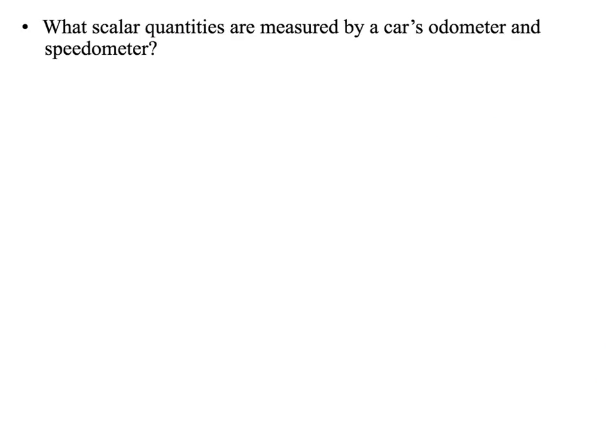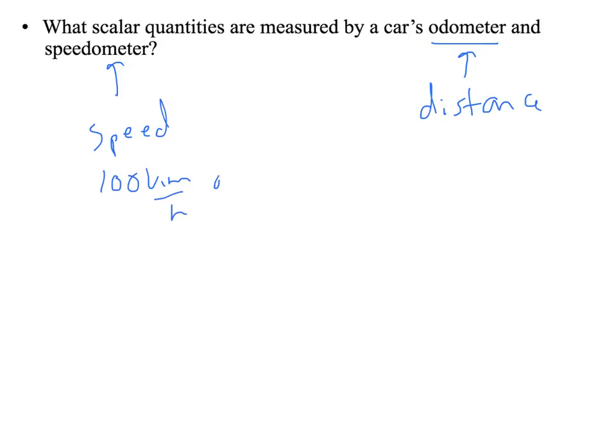What scalar quantities are measured by our car's odometer and speedometer? Well, an odometer is going to measure your distance. Okay, and a speedometer is going to measure your speed. Like you're moving, for instance, 100 kilometers per hour or 60 miles per hour.